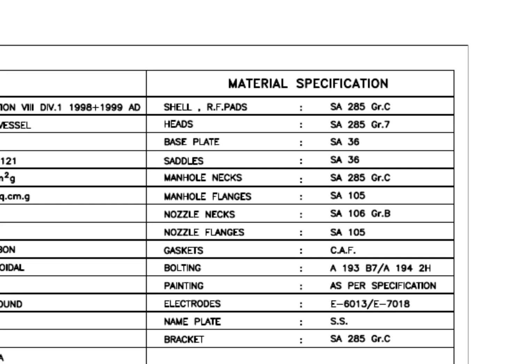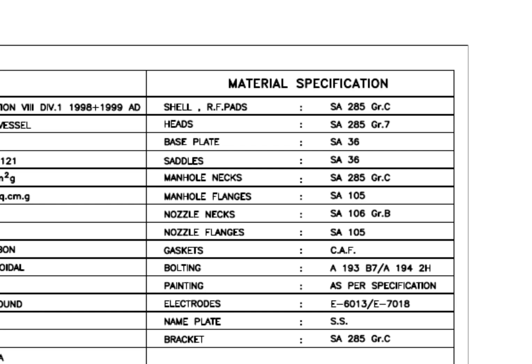Material specification. SA285 grade C is a carbon steel material with boiler quality. The main body of the tank is made with this grade material. Saddle, base plate, etc. are made of SA36 grade carbon steel.